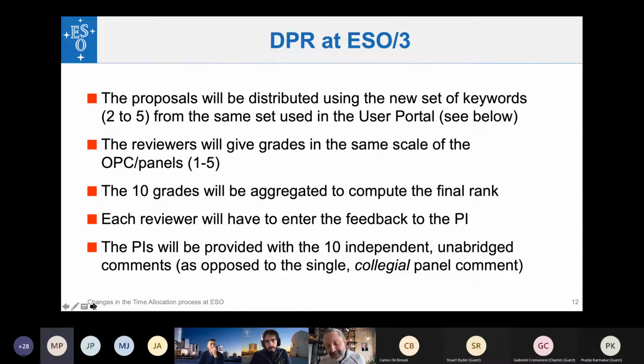There are instructions on how the comments should look like. They cannot be too short. They have to be proactive. They have to suggest and highlight weaknesses of the proposal and possibly ways of improving it. And you have to keep in mind that this feedback will be provided one-to-one to the applicants.